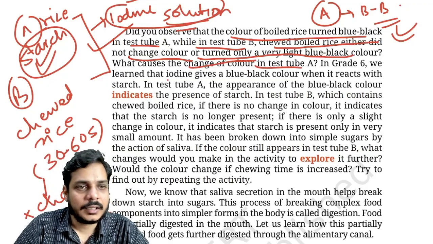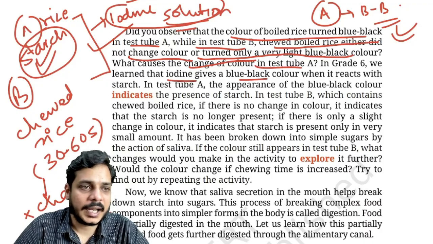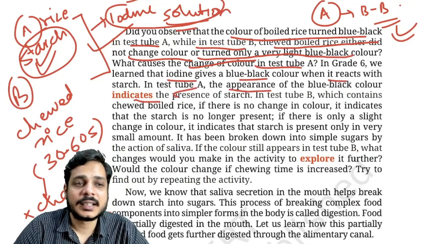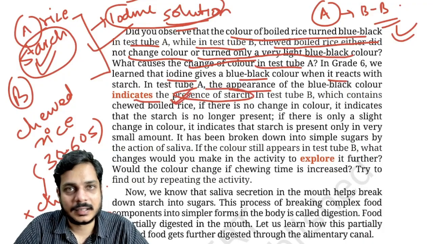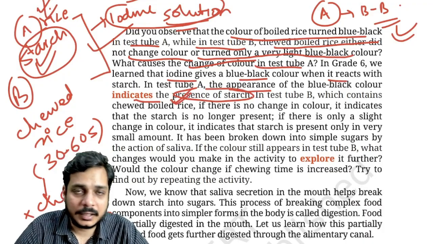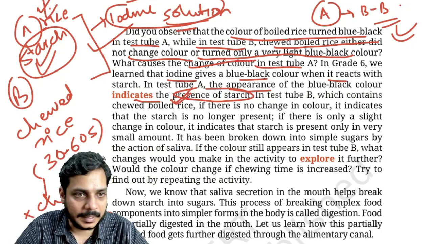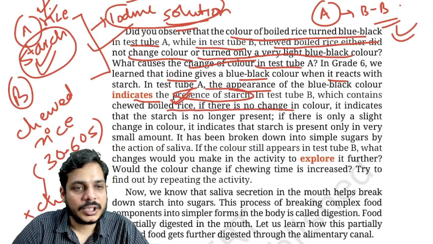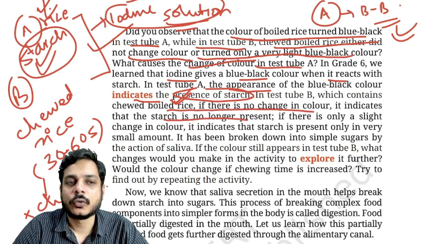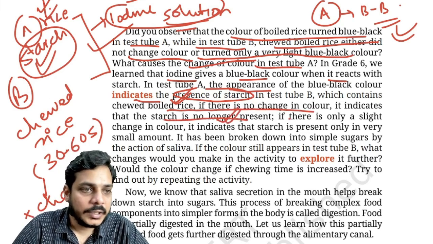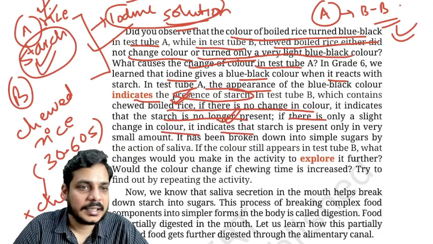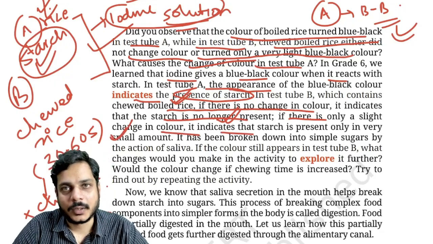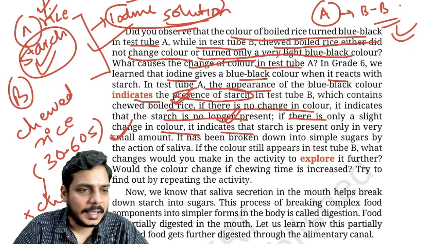We have already seen iodine gives a blue black color when it reacts with starch, and in test tube A, the appearance of blue black color indicates the presence of starch. That means only the one with boiled rice, not the one with saliva. Test tube B contains chewed boiled rice and there is no change in color. It indicates that starch is no longer present. If there is only a slight change in color, then the starch is present only in a very, very small amount.